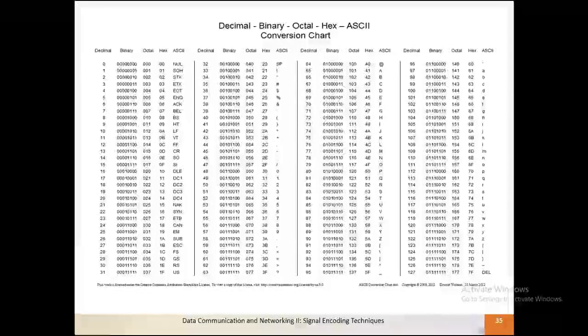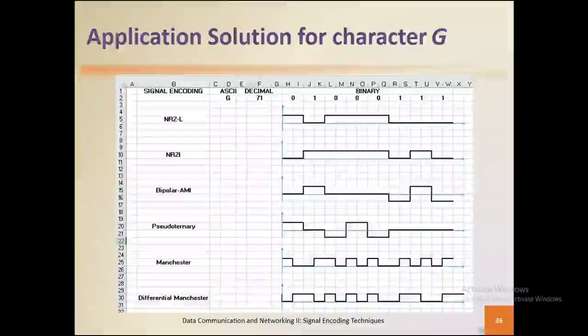I'm hoping you can easily do the conversion if you go back to the Datacom 1 data conversion, from decimal to binary. So let's note those binaries and then use them. Here you have the ASCII character uppercase G with its decimal value and a binary representation as well.